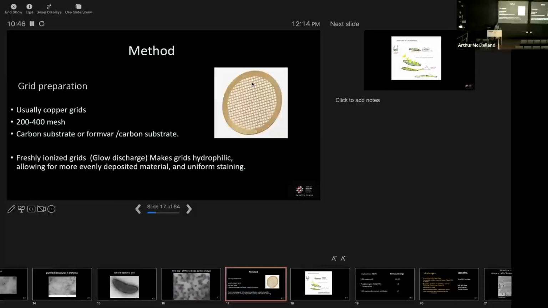The method is really pretty simple. We start with a grid, usually copper. The mesh size of the grid should be between 200 and 400. There's generally a carbon substrate or a Formvar carbon substrate on top of the grid that will support your sample. And we like to glow discharge the grids to make them hydrophilic, which allows more evenly deposited material and more smoothly diffused stain on the grid, so you don't have clumping of your samples.